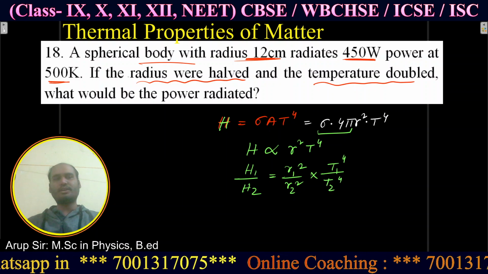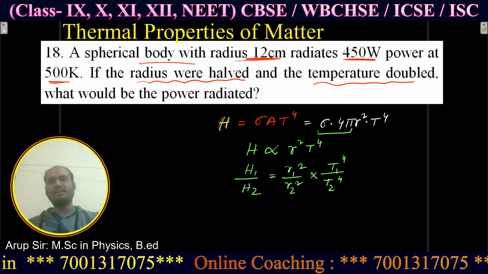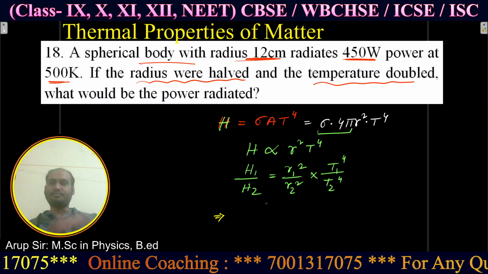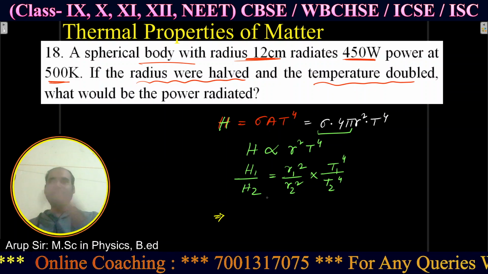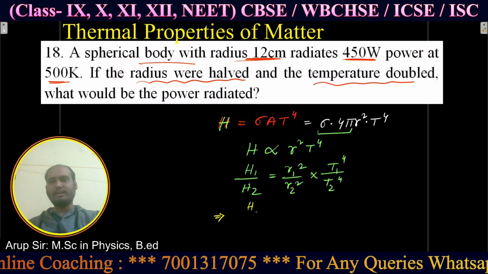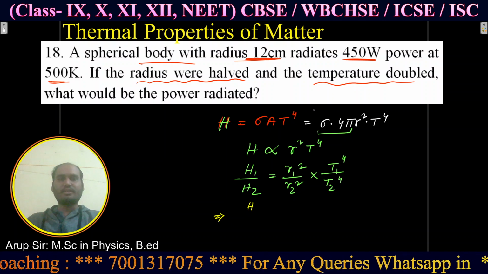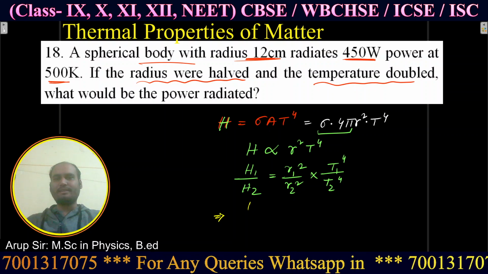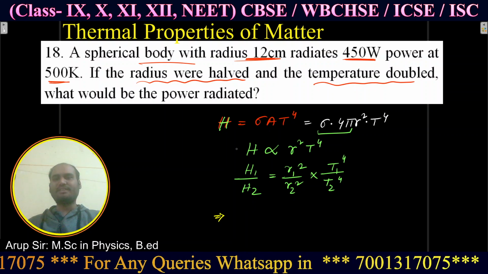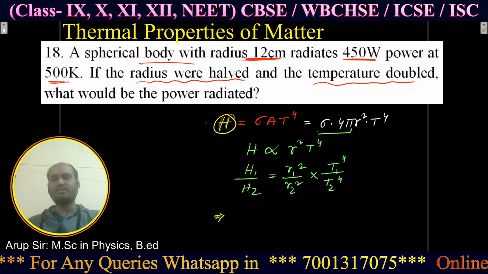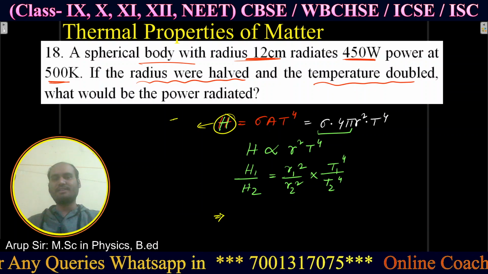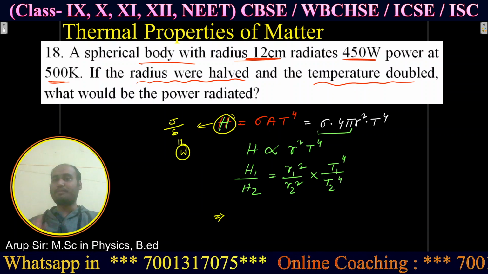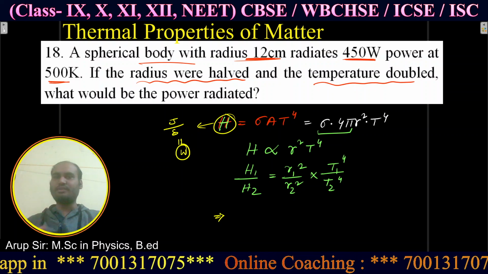Now if you put all the values collected from the question, then H1 by H2, what was its power? Okay, its power initially was 450. See why I am putting 450 in place of H: because H means rate of heat transfer, which is joule per second, and joule per second means watt, and power also has unit watt, right?